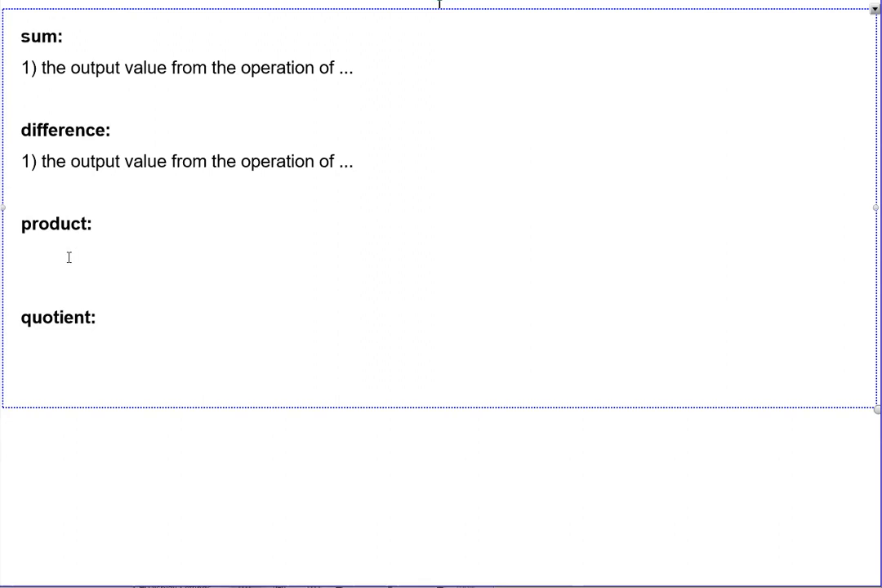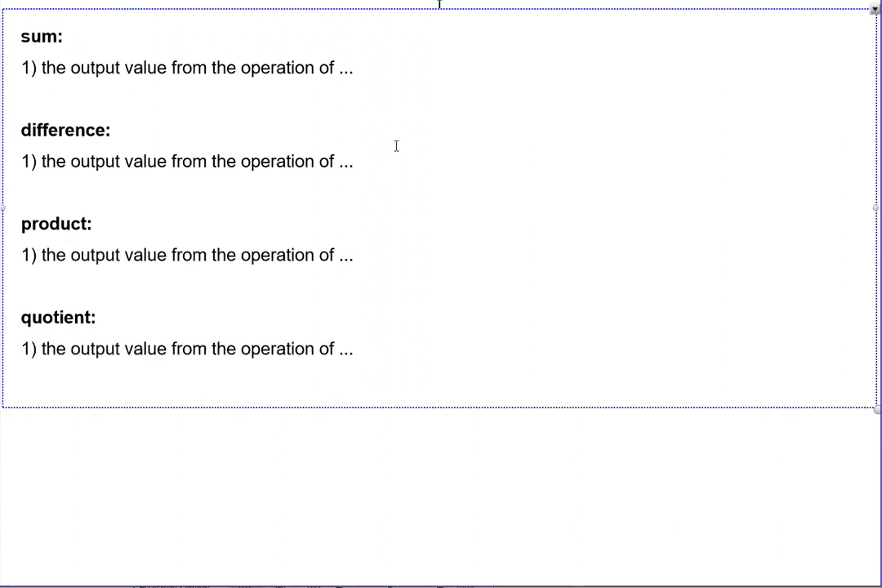So the definition of sum is the output value from the operation of. That's what all of these definitions are, right? They're all output values. So sum is output value for addition, difference is output value for subtraction, product is output value for multiplication, and quotient is output value for division, right?